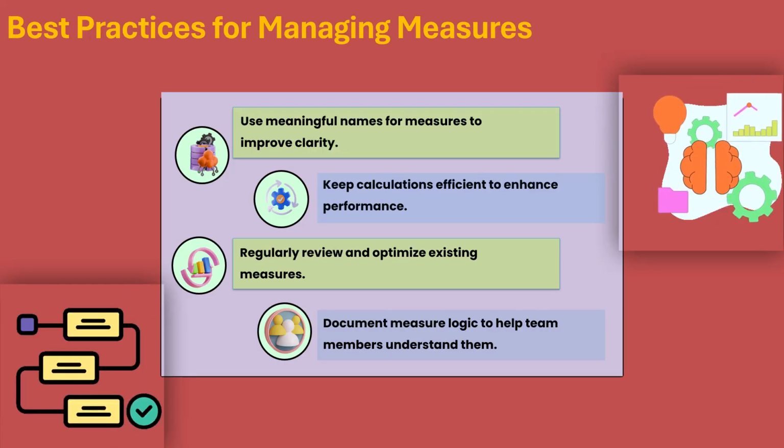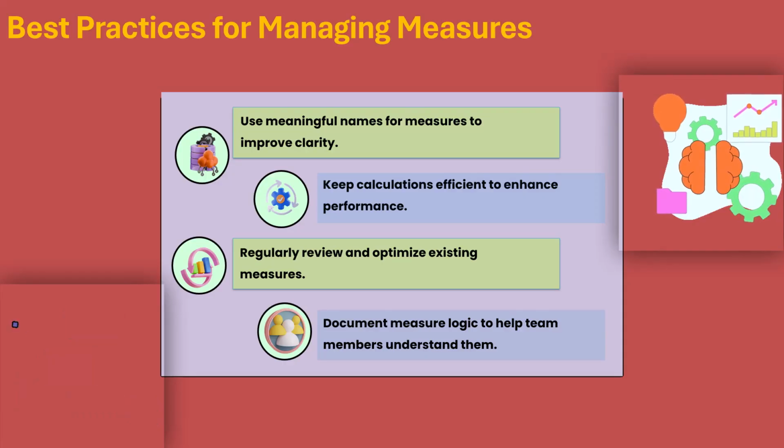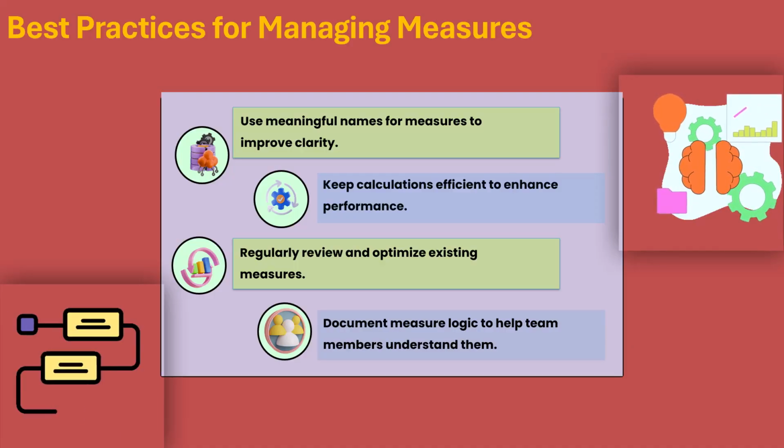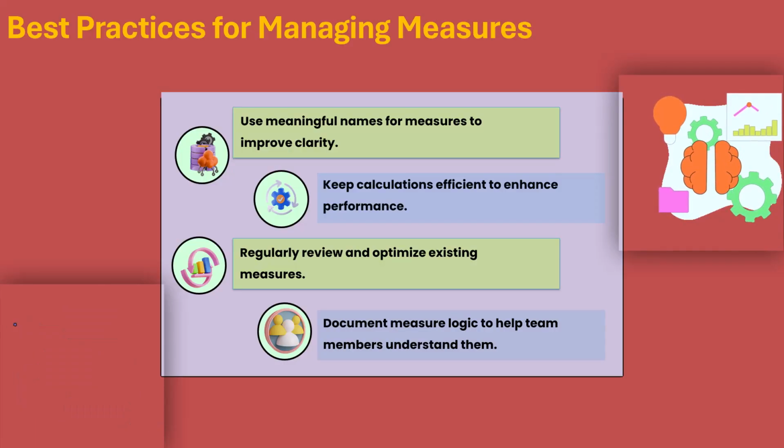Good measure management is like keeping your inbox organized. Without it, things get messy fast. Clear names ensure your future self and your team can actually understand what each measure does. Efficiency keeps reports running smoothly, and regular reviews prevent unnecessary calculations from slowing things down. And yes, document everything because mystery measures are no fun.